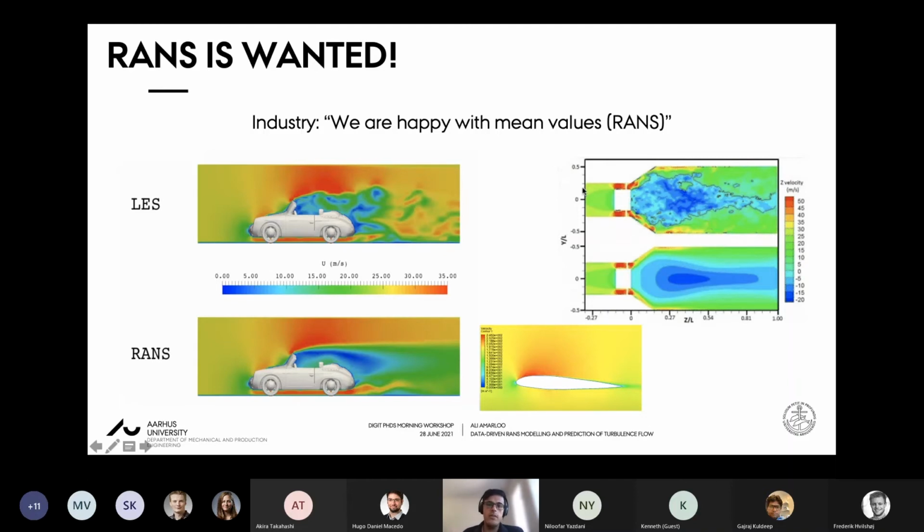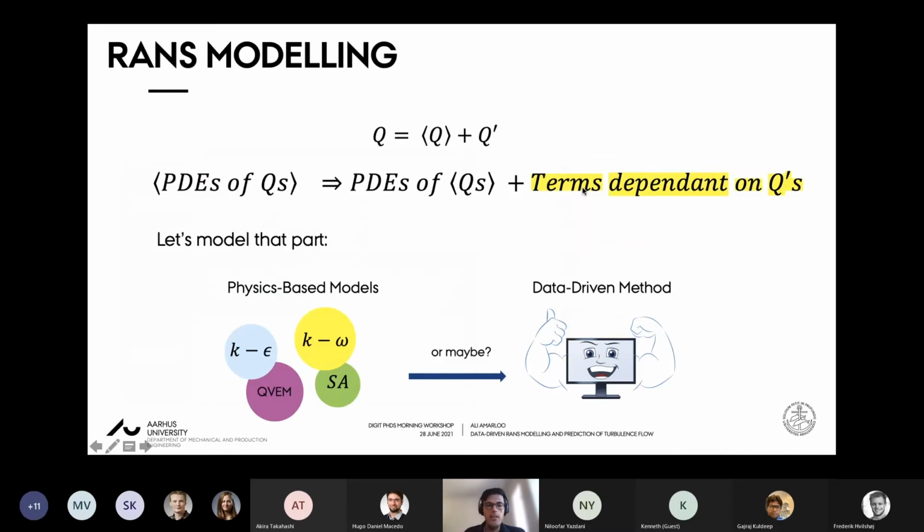So the RANS is wanted, but there is a problem with that. When we are applying this RANS method, we are separating the fluctuating flow into a mean value and the fluctuation part around that mean value. And when we apply this to our PDEs, aka Navier-Stokes, we see that we have PDEs of the mean values, but we also have terms that are dependent on those fluctuations, and we don't know how to calculate those because we are getting rid of all the fluctuations. But they are important because in reality, they are influencing the mean flow. So we have to account for them.